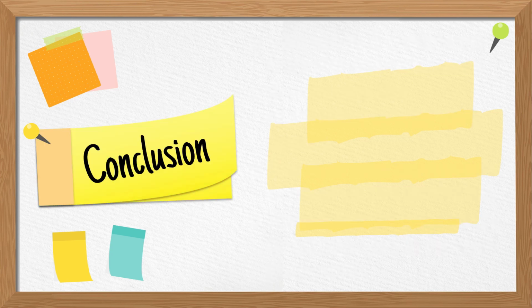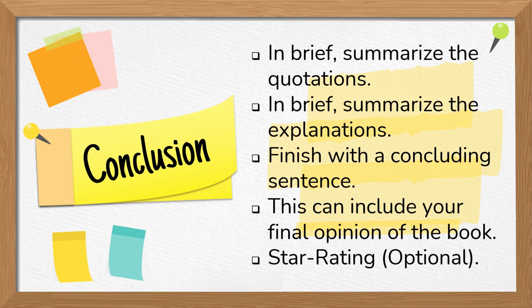The last part is the conclusion. This is a summary of the overall evaluation of the material. In writing the conclusion, you may briefly summarize the quotations or summarize the explanations. You may finish with a concluding sentence, or this can include your final opinion of the book. A star rating is optional in writing the conclusion of a critic or a book review.